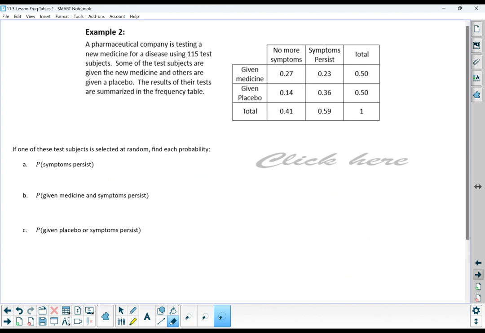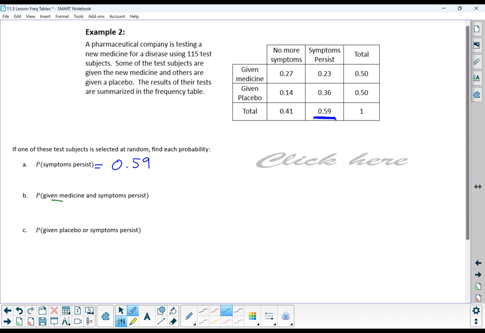All right, here is another example. A pharmaceutical company is testing a new medicine for a disease. They've got 115 test subjects, and some of the test subjects are given medicine, others are given a placebo, and we've got this data in a frequency table. So if one of these test subjects is selected at random, let's find these three probabilities. So the first one is the probability that symptoms persist. So again, we can just grab that right from the table. The nice thing about frequency tables is that they are often pretty fast.